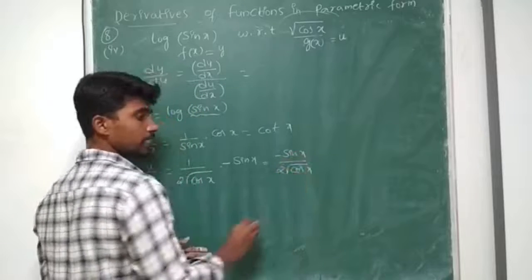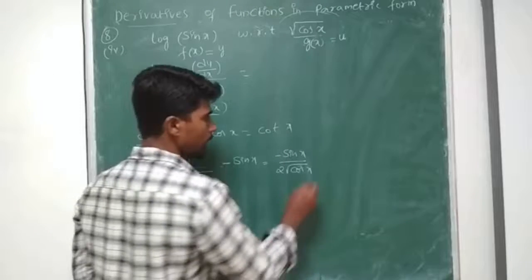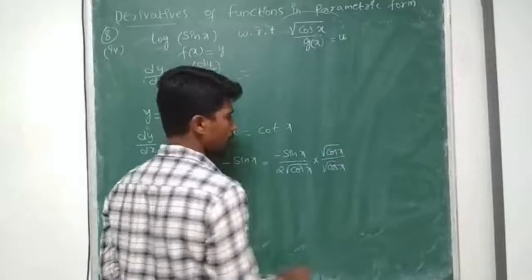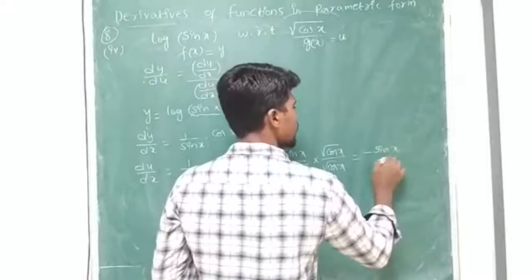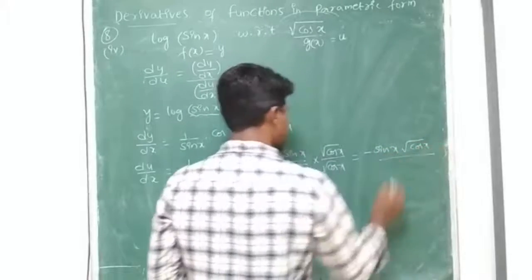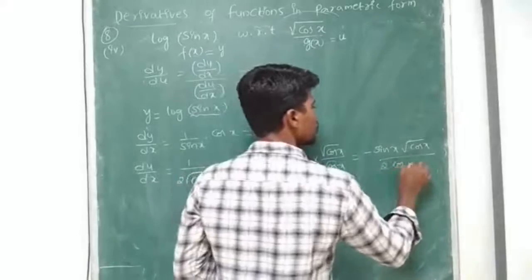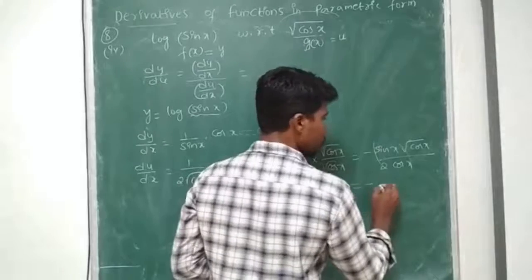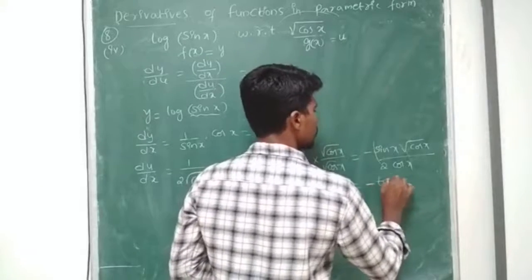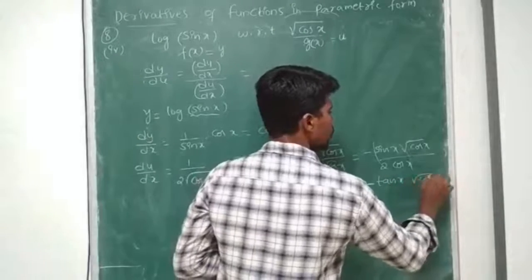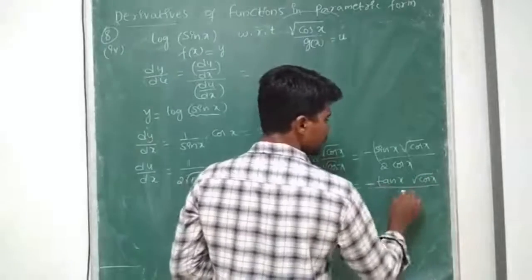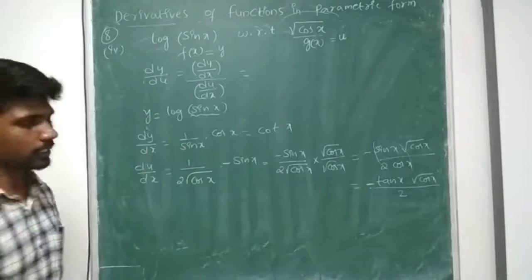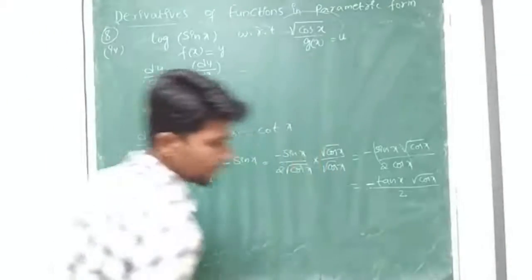So this one is in terms of sin x by root cos x. I can write this by multiplying by root cos x by root cos x. Then I get minus sin x into root cos x by 2 into cos x, which is nothing but minus tan x into root cos x by 2. So here we got cot x and there we got minus tan x root cos x by 2. Okay, so we simplify it.